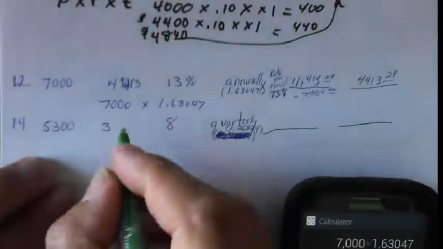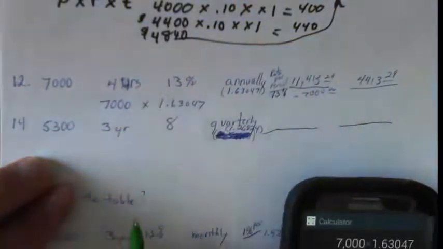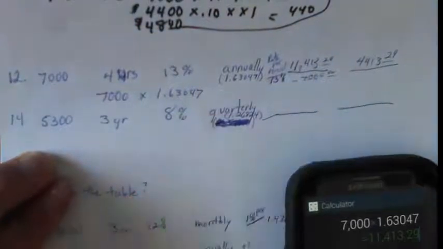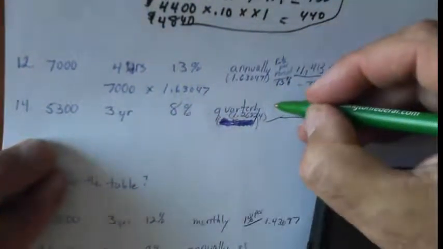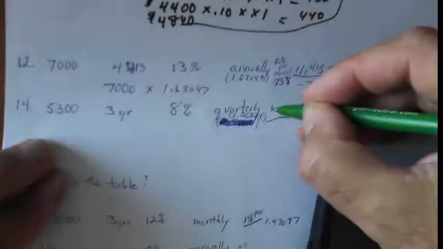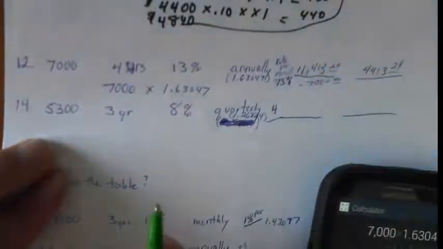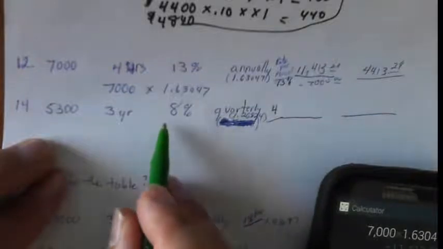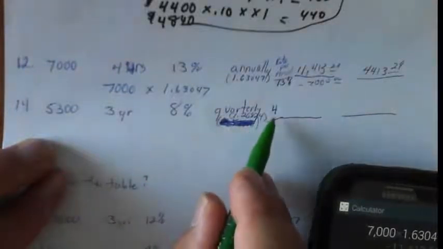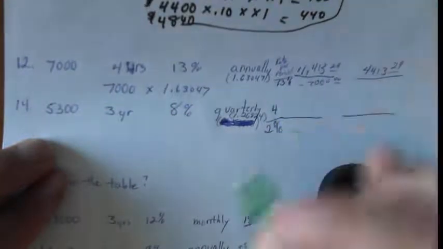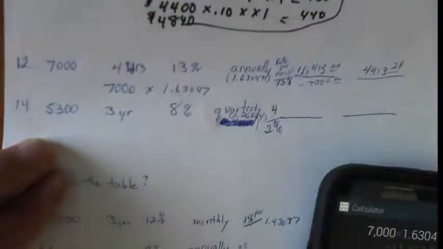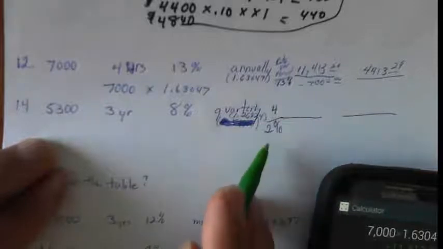So we had our time in years of 3 years. Our percent is 8%, and it's done quarterly. So that means it's going to be 4 times a year, right? Okay. And what is going to be the rate per quarter? Well, if you're doing it 4 times a year and you have 8, you're going to get 2% per quarter. So that's the column you use on the table.